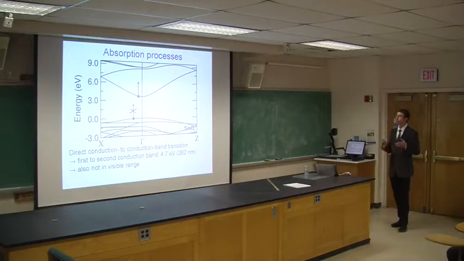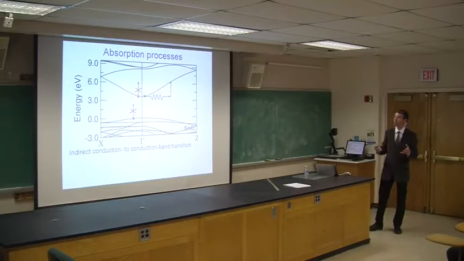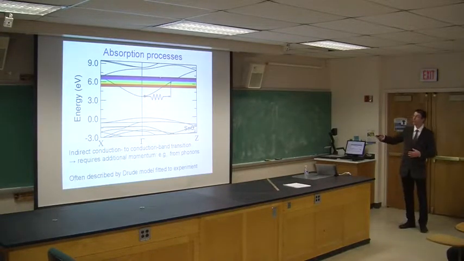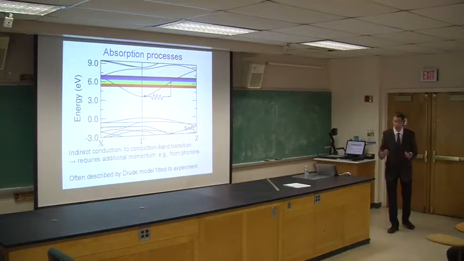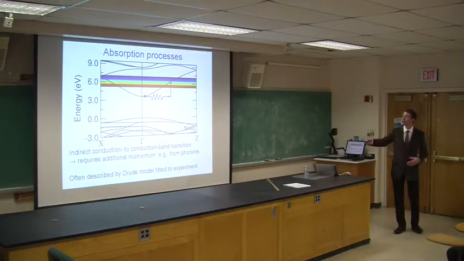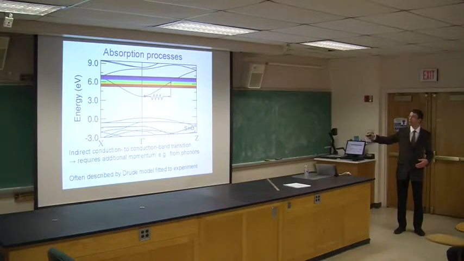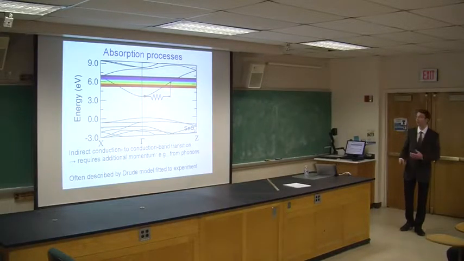Because if you want to have absorption in the visible, you need to be able to go to any of those states which I indicated by this rainbow of colors. It just gives you an idea of the energies of the visible light. But as you can see, there's no direct transition into this region. There are no bands there, so there are no states.